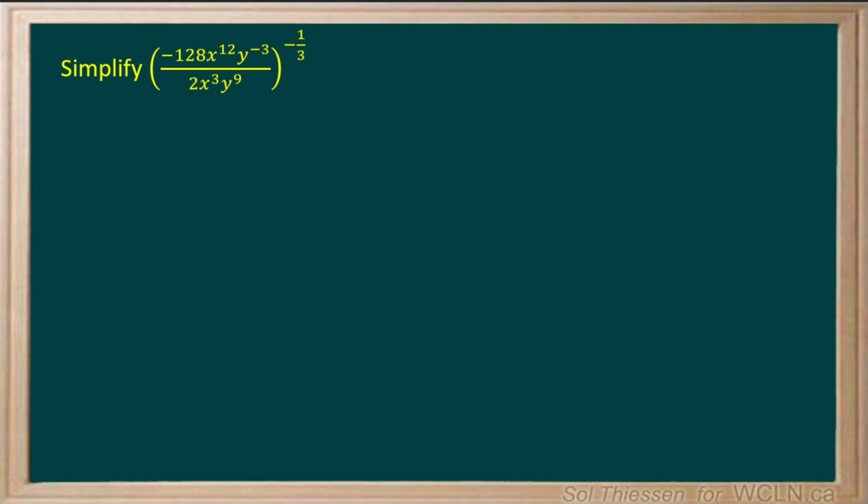Simplify. So here we're going to have to use a couple of exponent laws. The first exponent law that we're going to use is going to be the quotient rule. So the quotient rule tells us that when we have like bases in division, we can subtract the exponent in the denominator from the exponent in the numerator. So that'll go for the x and y variables inside the brackets.